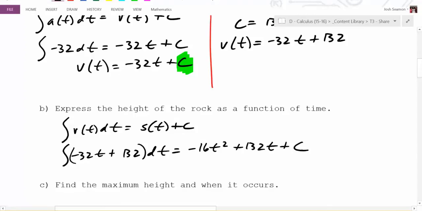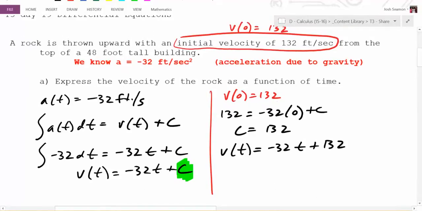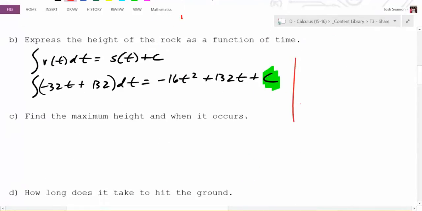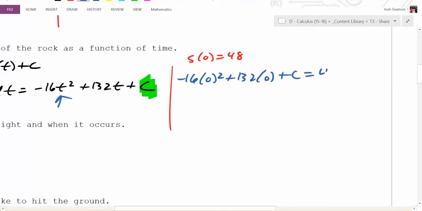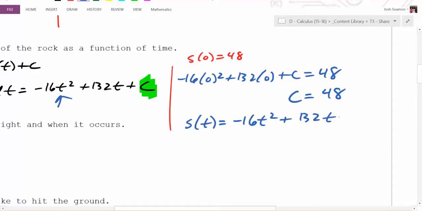So now we just need to solve again for what? The c value. But what do we know from up here? We know that the top of the building is where it was thrown from. So that means the position at 0 is what? 48. The position at 0 is 48. So since we know the position at 0 is 48, where do we plug in 0? We plug it in for t. Negative 16 times 0 squared plus 132 times 0 plus c equals what? 48. So what does c equal? 48. So now do we have the position function? Yeah, we have the full position function. s of t is equal to negative 16t squared plus 132t plus 48.